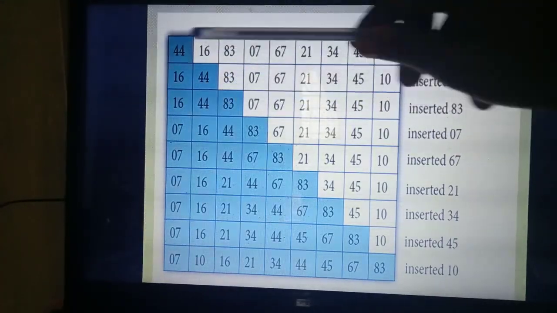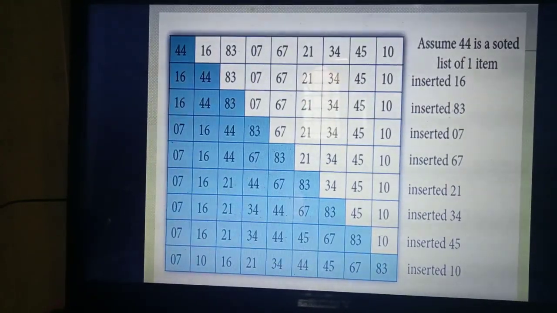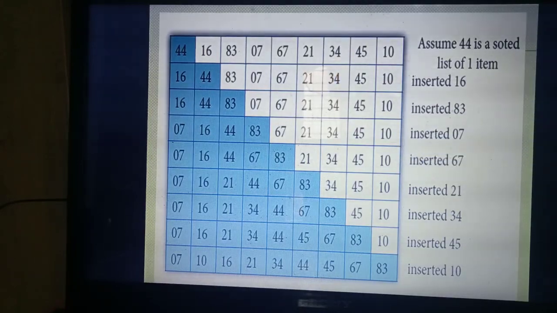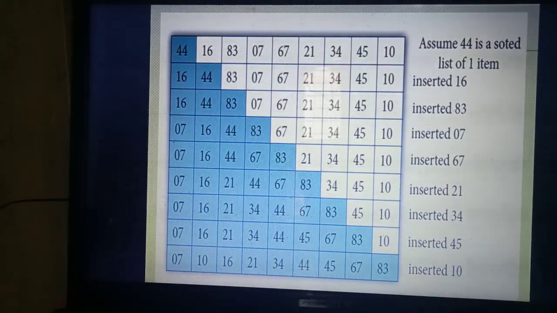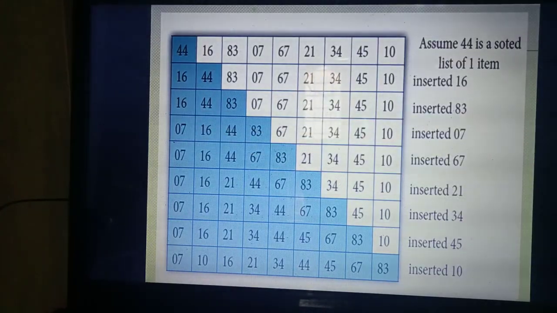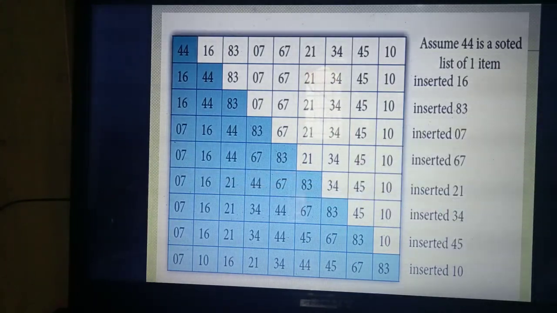Compare the three. Which one will become first? 16. Next you are inserting 83. Already it is in order, so no need to insert anything. Next you are inserting 7. The smallest elements are easy to understand: the smallest element always needs to come to the first. Then in ascending order you need to write all the elements.